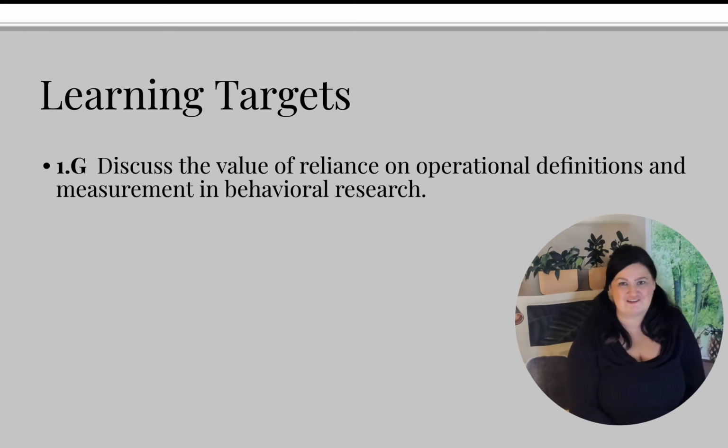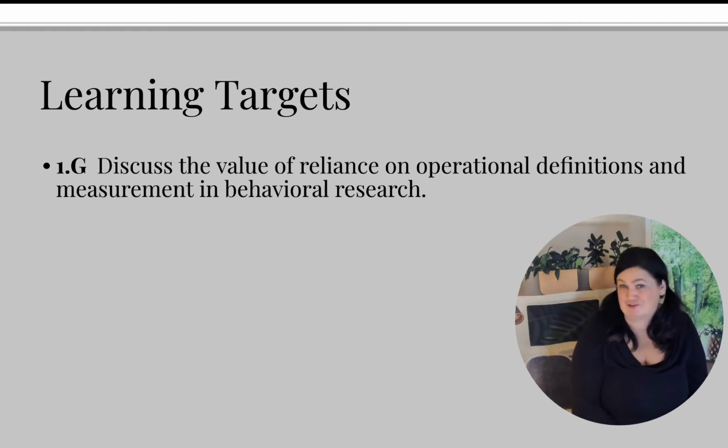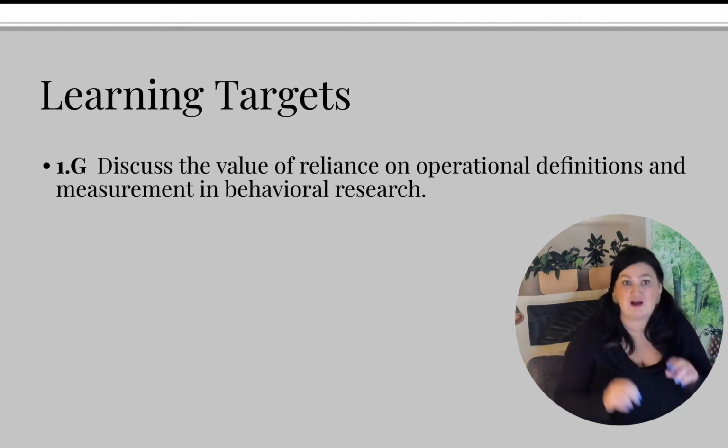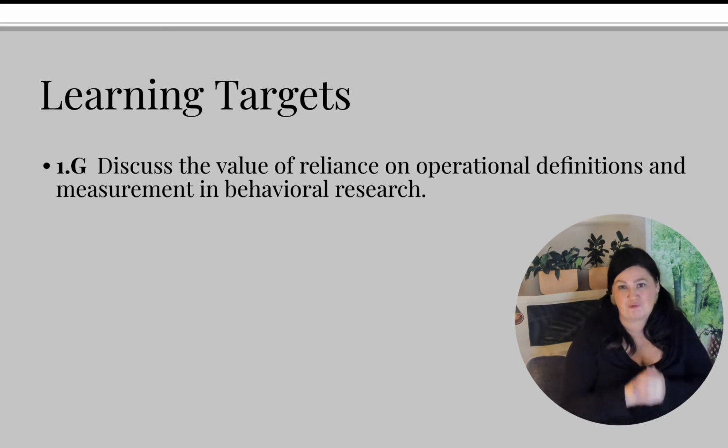Our learning target today is to discuss the value of reliance on operational definitions and measurement in behavioral research. When we think about thinking critically with psychological science and what that really looks like, we're going to discuss the value of relying on those operational definitions, which are a huge part of it. But we're really going to take a look into the measurements of behavioral research in general as well.